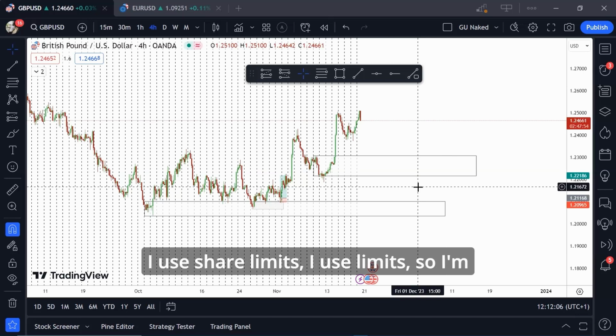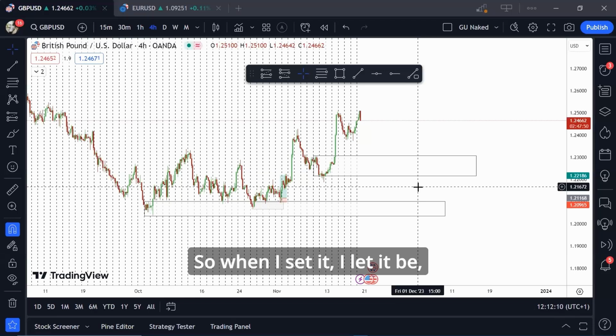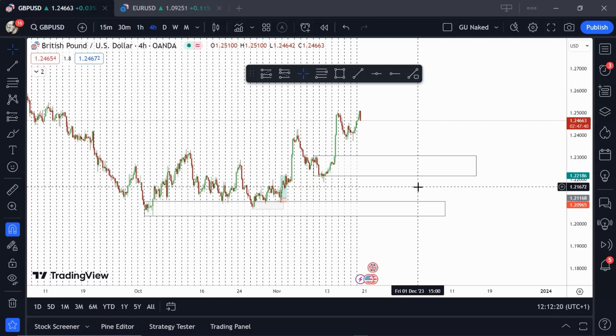I use limits, so sell limit and buy limit to take my trade. When I set it, I let it be, so either it hits my SL or my TP. That's how I roll. So I really don't focus on checking slippage and all like that.